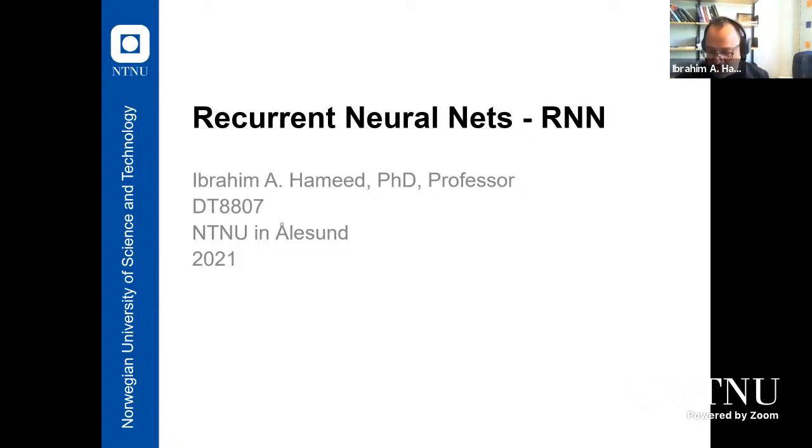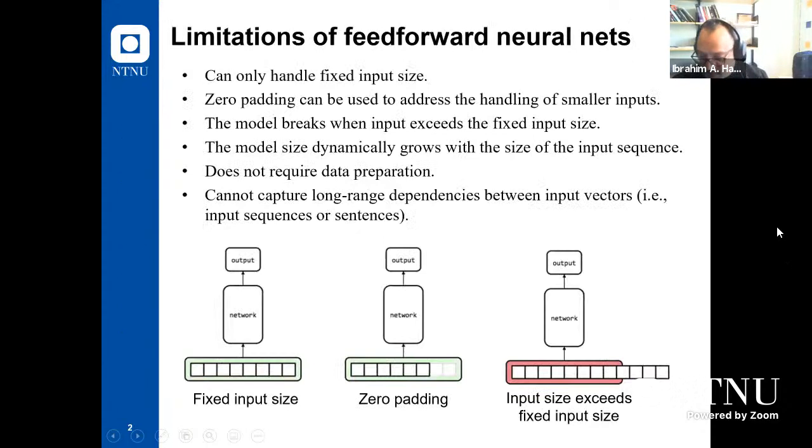So RNN, we talked about it last time, and we talked about the limitations of feed-forward neural networks, and we said that they can only handle a fixed input size. So this is a problem. It cannot deal with sequences of data. We can deal with sequences of data, but maybe we need to have some tricks.